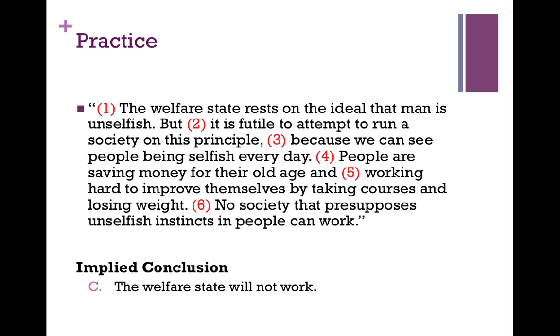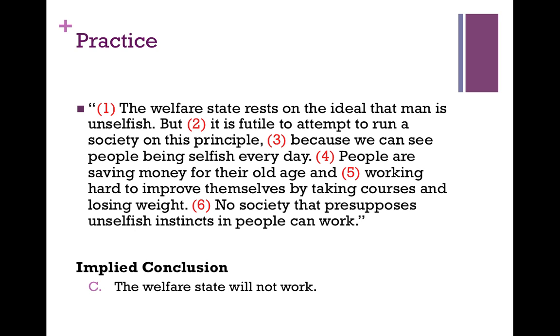And we can go through it and we can identify all the distinct propositions in the following way. 1, the welfare state rests on the ideal that man is unselfish. 2, it is futile to attempt to run a society based on this principle because, notice our indicator word here, because, it's one of our premise indicator words, 3, people are saving money for their old age. And 5, working hard to improve themselves by taking courses and losing weight. 6, no society that presupposes unselfish instincts in people can work.